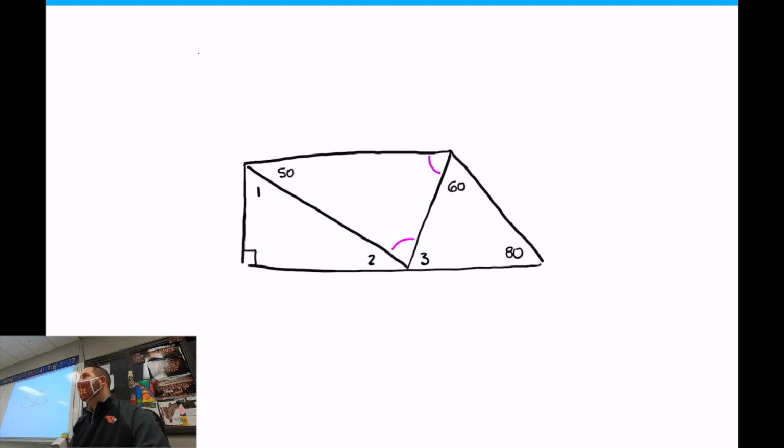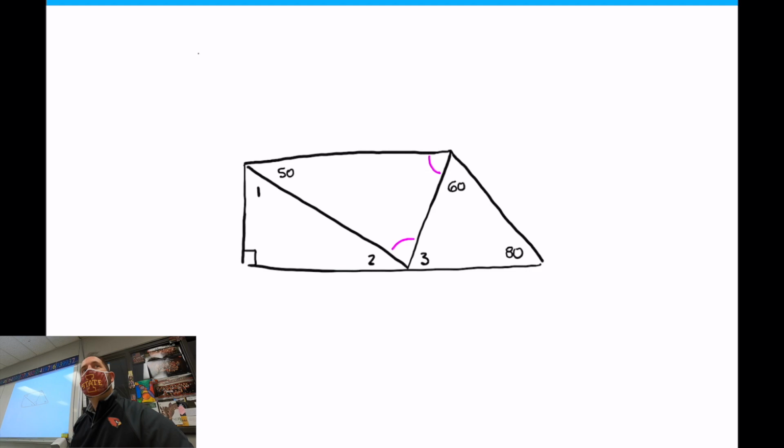Okay, so let's walk through this. What do we have? What are we getting here? Talk me through it. How do we find this? How do we find any of these angles?